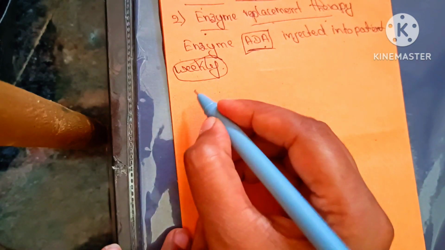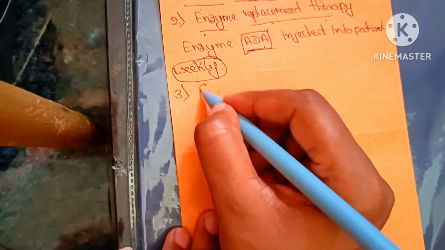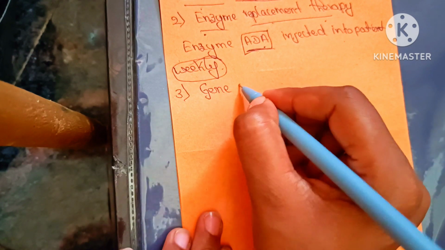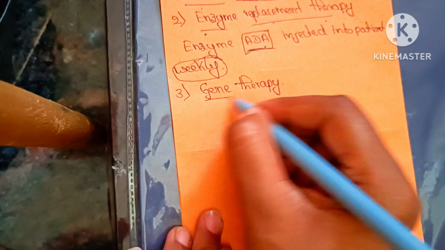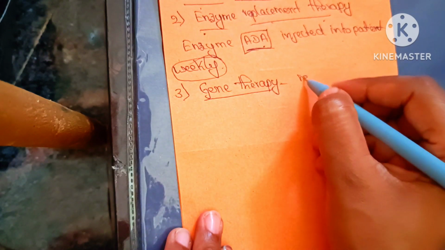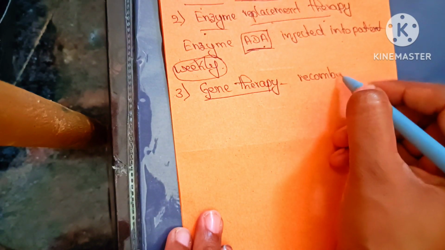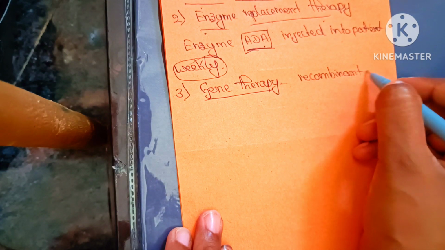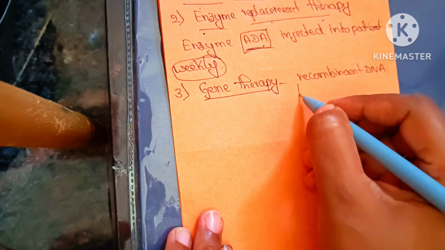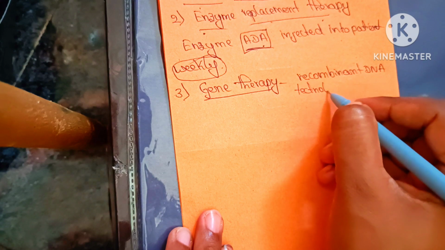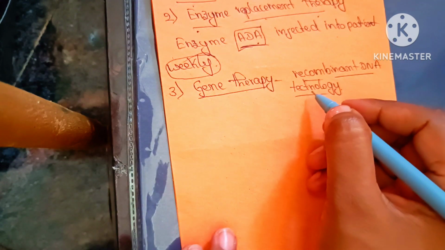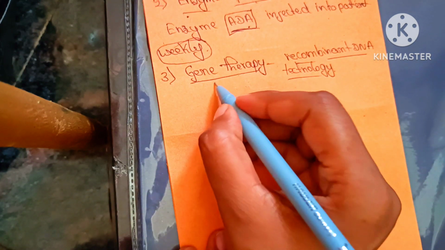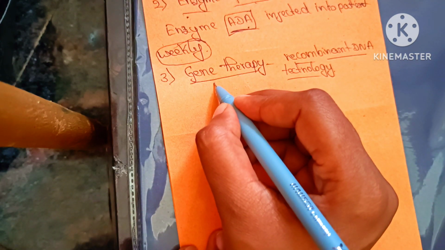And the third approach is what we are discussing, that is gene therapy. And gene therapy is possible only because of recombinant DNA technology. So in the first lesson, we have discussed the procedure of recombinant DNA technology. Let us have a quick look at how gene therapy is conducted to cure SCID.